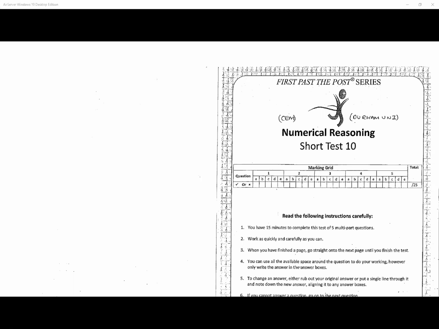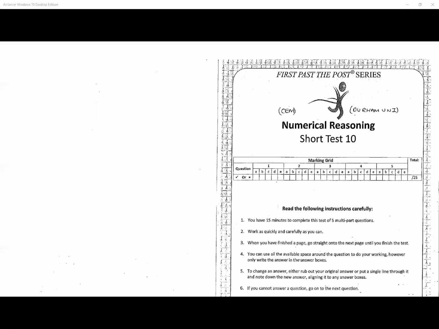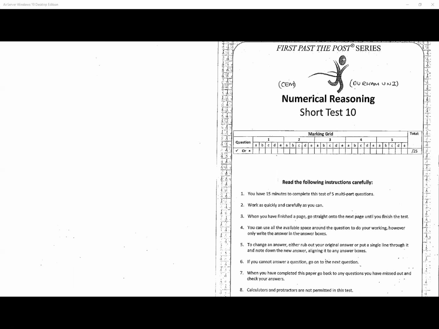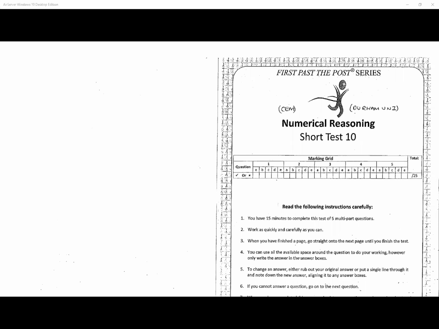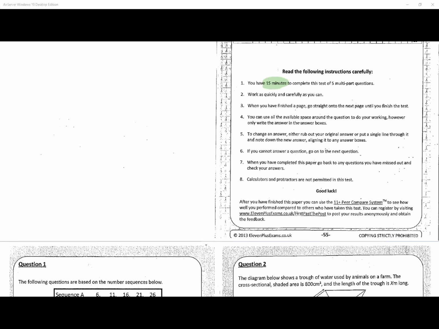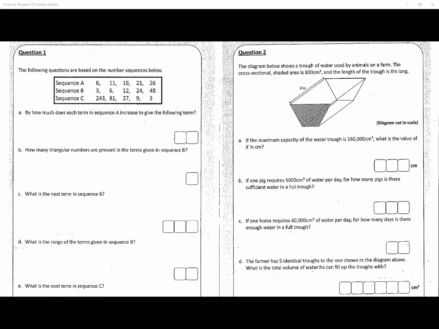Okay, folks, we're looking at a numerical reasoning short test 10, Durham University, CEM, in preparation for the 11 plus. This test has to be done in the allotted 15 minutes. It's a 15-minute test paper. Let's get started with question number 1.